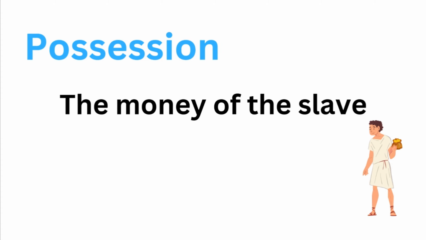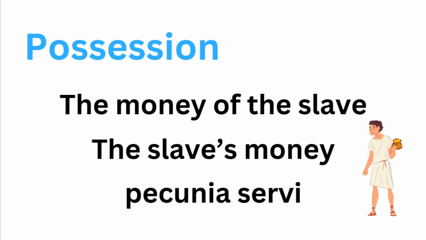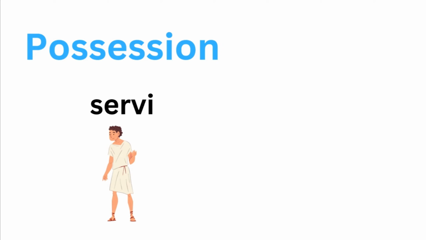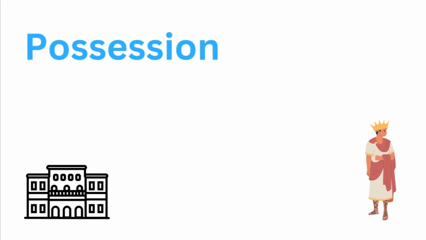The money of the slave, or the slave's money. In Latin, I would say pecunia servi. Servi is the genitive here. The money is his. This is a second declension noun. Servi is how you would say the slave's money, singular. Servorum is how you would say the money of the slaves if there was more than one, plural.